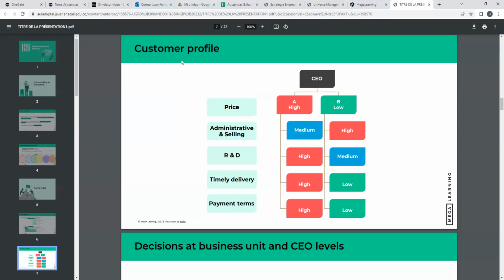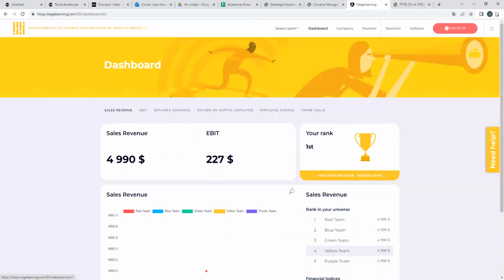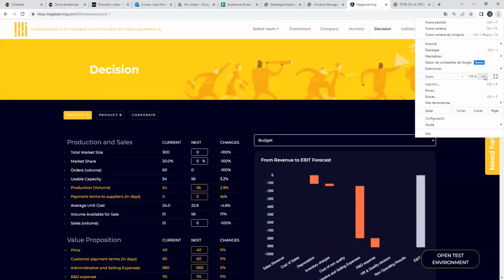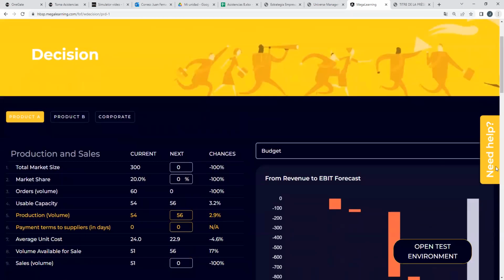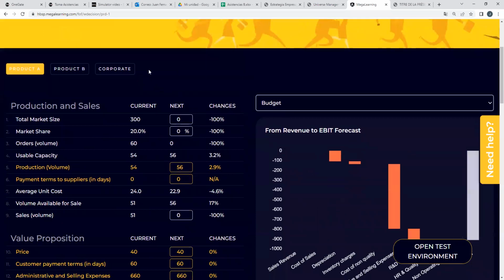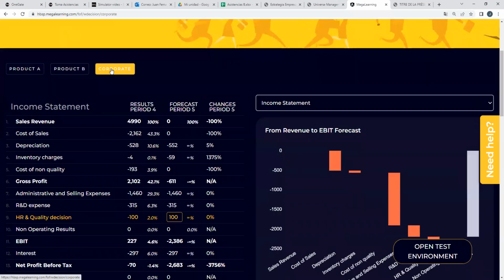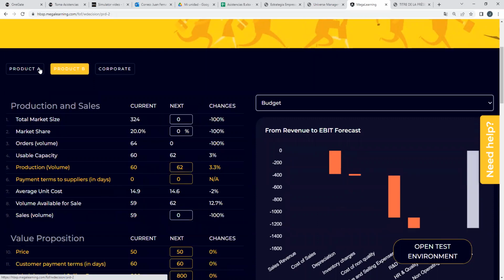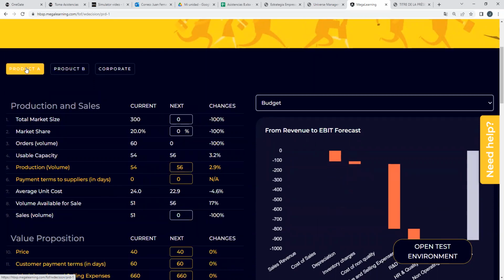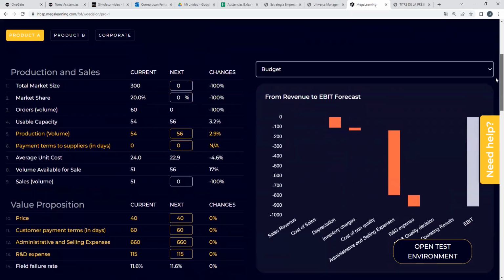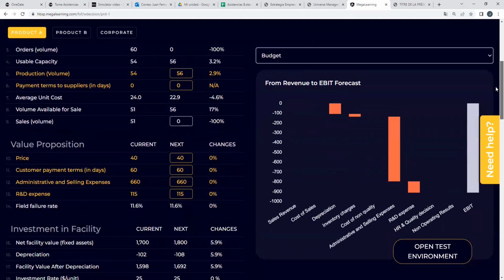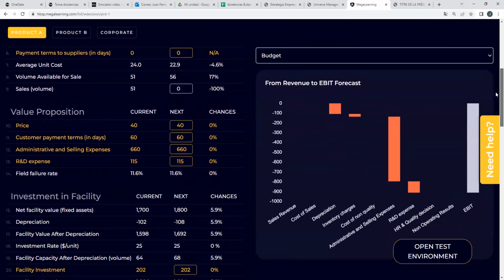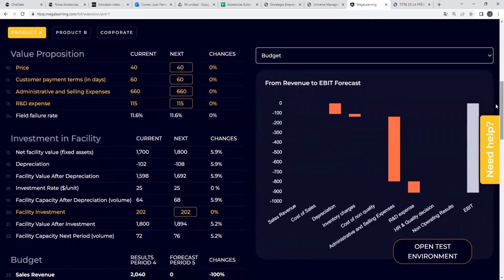So in the simulator, you can go to the decision tab, and in the decision tab you are going to have three levels of decision: decisions at the corporate level, and decisions for product B and for product A. Decisions for product A and product B are exactly the same. So those decisions you were looking at are related to the value proposition.